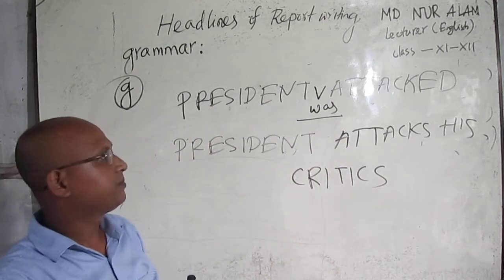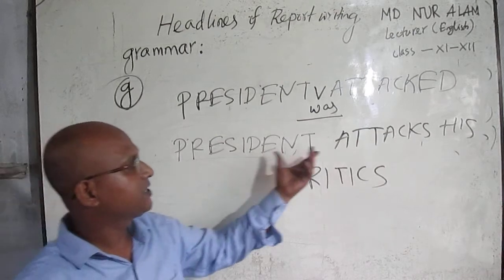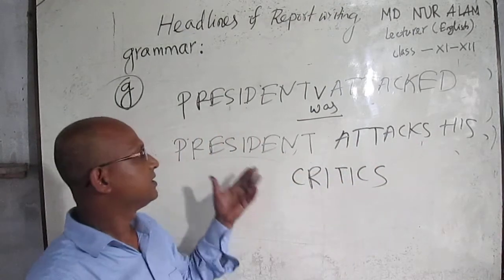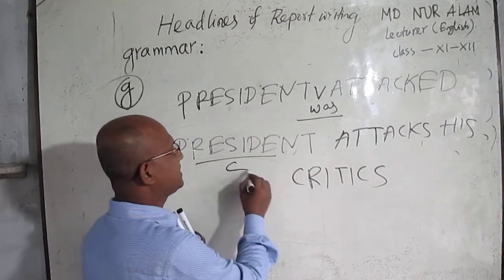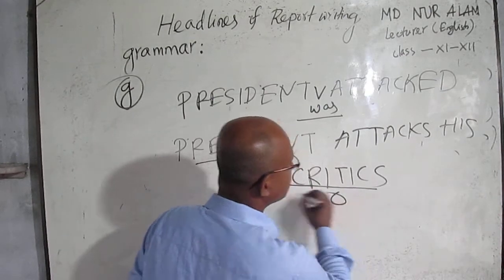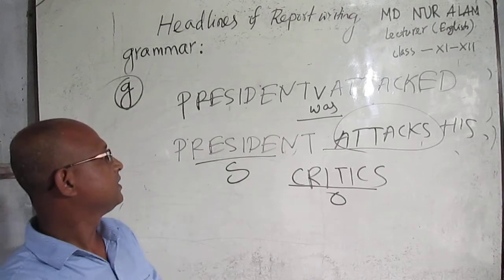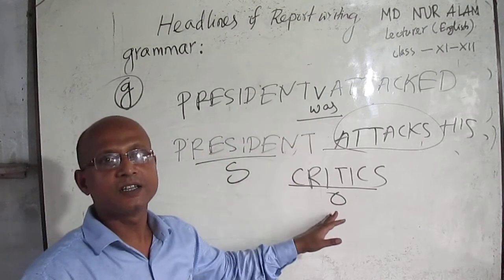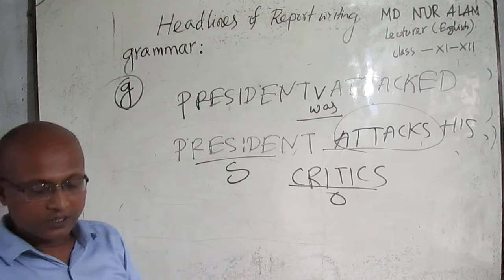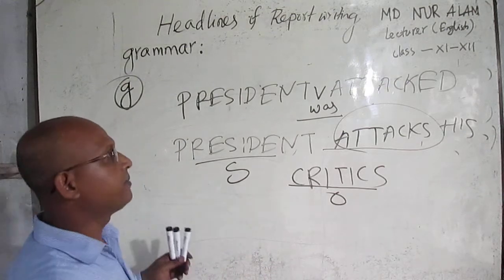And the meaning of the next example, President attacks his critics, is that the President is the subject, critics is the object, and attack is the main verb. It means President has attacked the critics. Okay, one more example I am giving you.